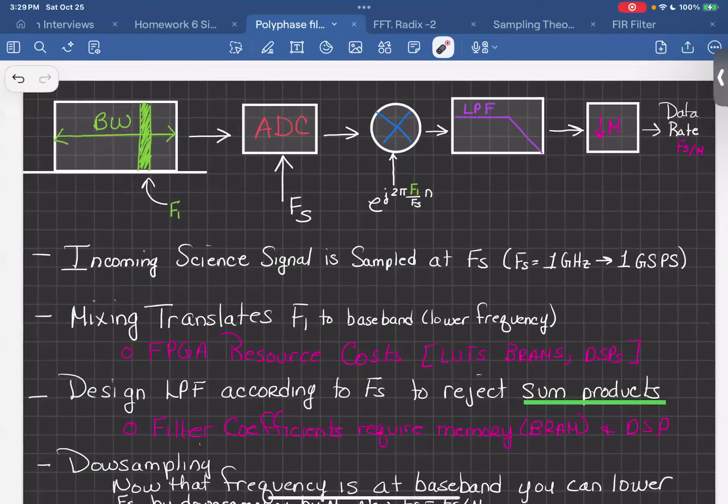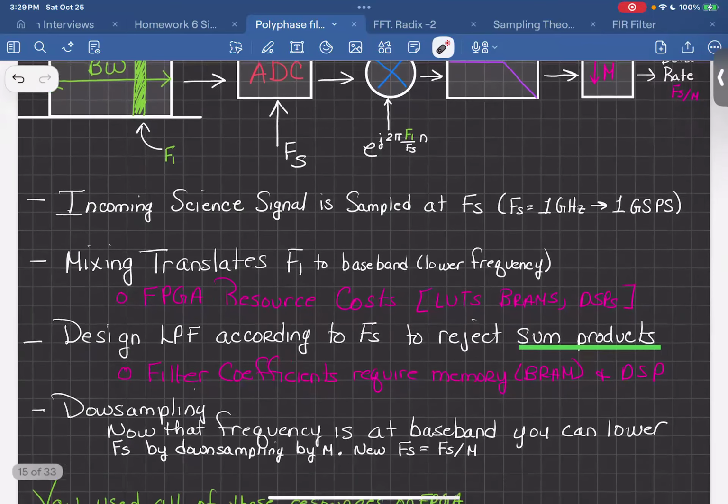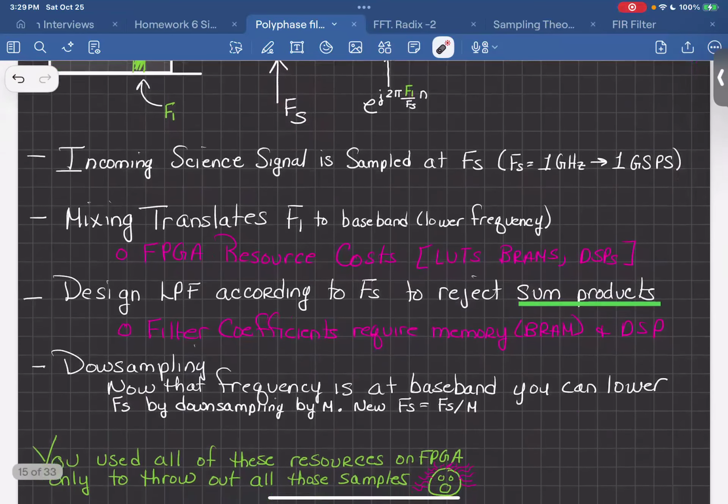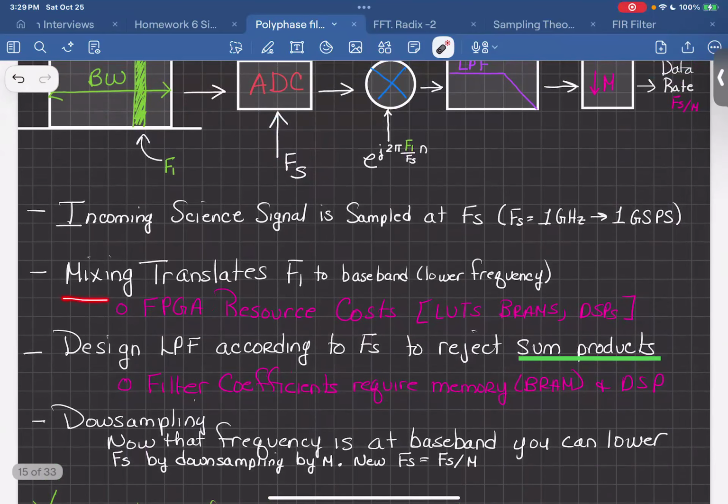All right. Now we've got to look at what we're doing. Our incoming science signal here is sampled at FS. So that's clear. Our ADC is sampled at FS. So our whole system is running here. This is the rate that all of our data is coming into an FPGA. The first thing that we do is we mix, okay? Because we want to translate this tone to a lower frequency. All the information in here never gets lost. We just transfer it to a different frequency.